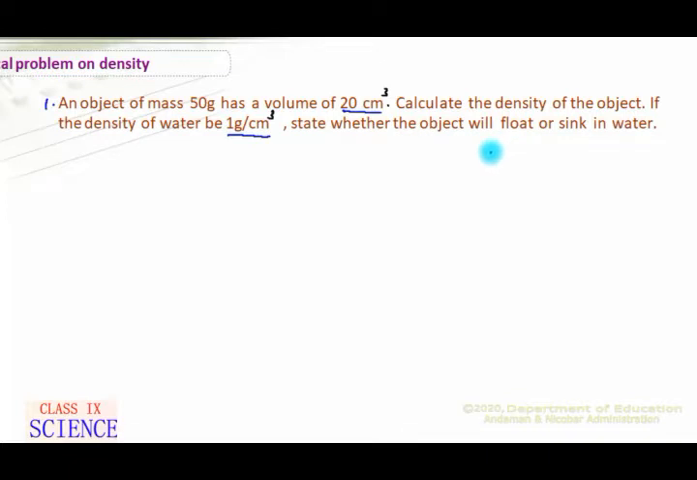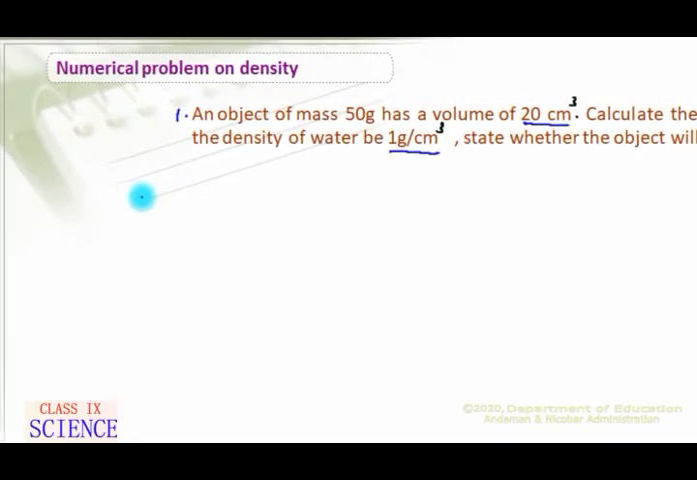Whether the object will sink or float in water will be known only after finding the density of the object to be immersed in water. Firstly, we write the quantities given in the question. Here the mass of the object is given as 50 gram and the volume is also given in the question. So volume is equal to 20 centimeter cube.